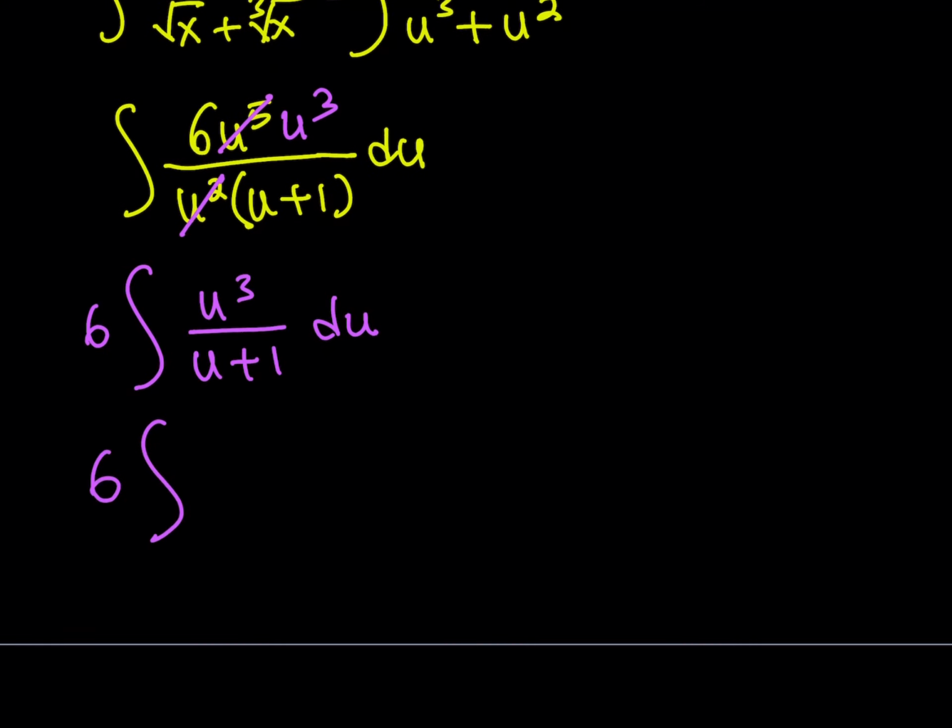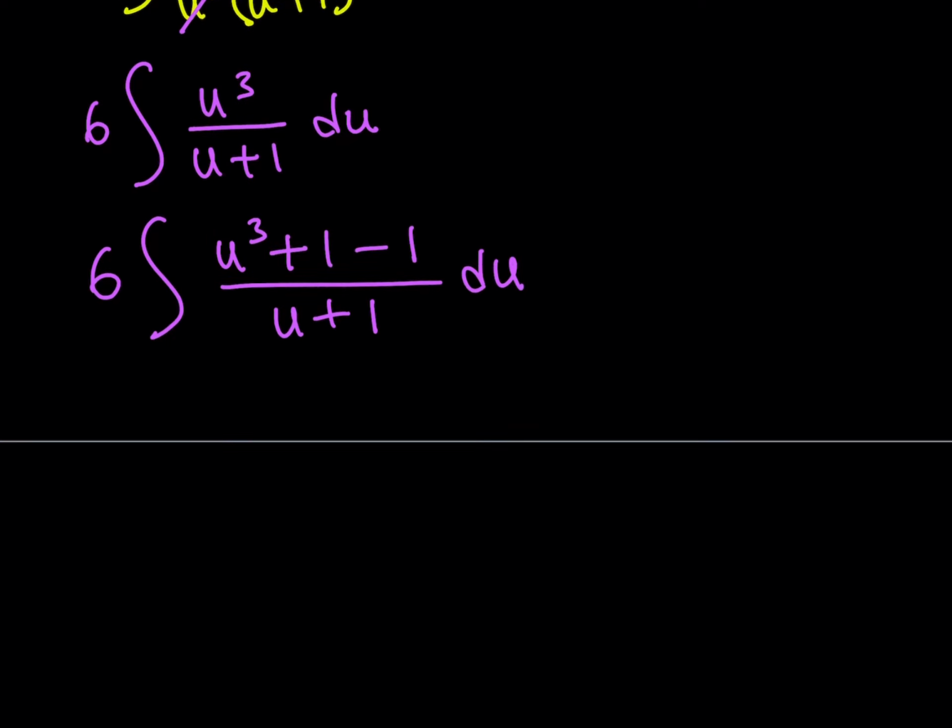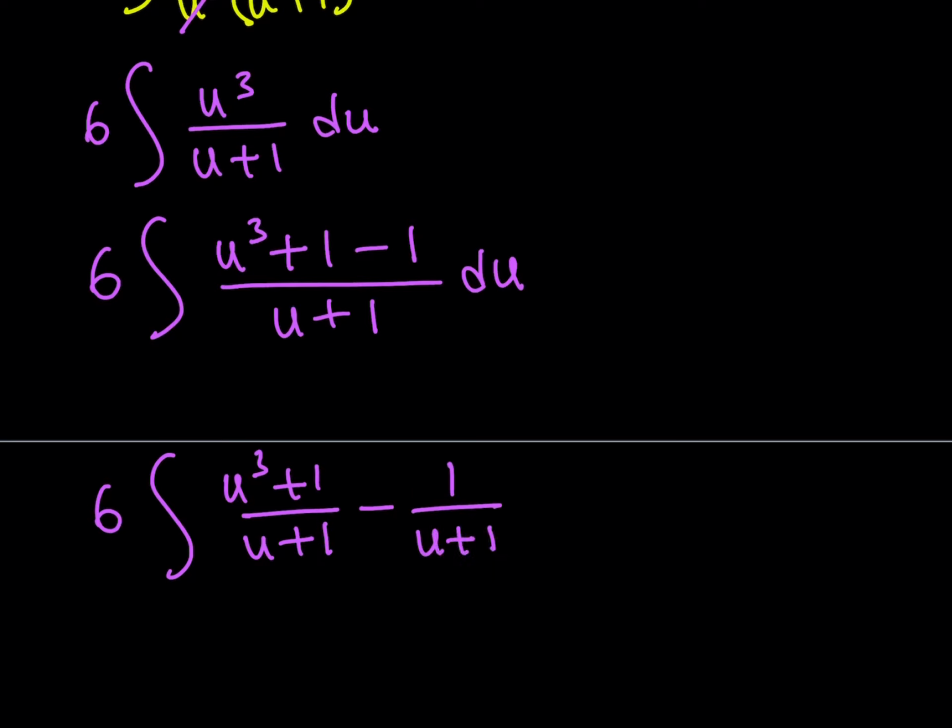6 times the integral of u cubed. So what I'd like to do is add 1 and then subtract 1. All right, cool. So it's balanced out. And then what I'd like to do at this point is obviously separate these into two expressions. So I can write it like this: 6 times the quantity, the integral of u cubed plus 1 over u plus 1. And you don't really have to separate them into two integrals. You can just do it underneath one. Okay, cool. Just like this. Great.